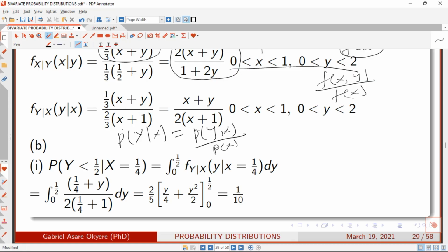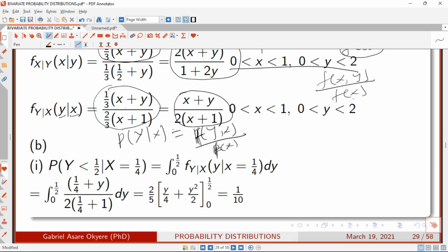So either you use the p or you use the f. Already we have been able to calculate the marginal probability of y given x, and then we had this expression. Okay, and then we got our final answer to be this one.